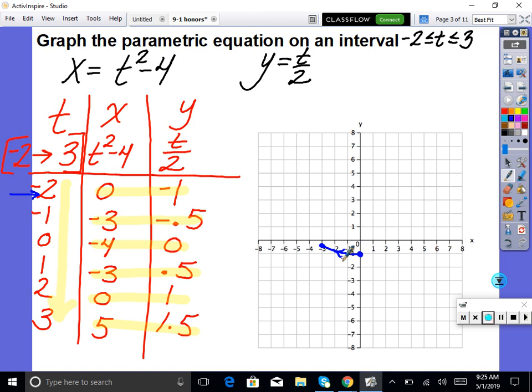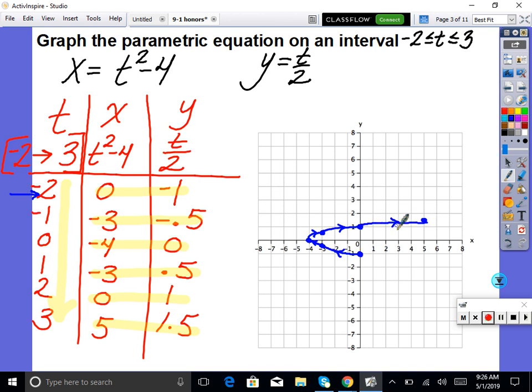Now let's keep going. Over -4, up 0. So I'm now connecting these with an arrow. And I'm going over -3, up 1/2. So now we're rounding around, arrow pointing. Over 0, up 1. And then we're going over 5, up 1.5.